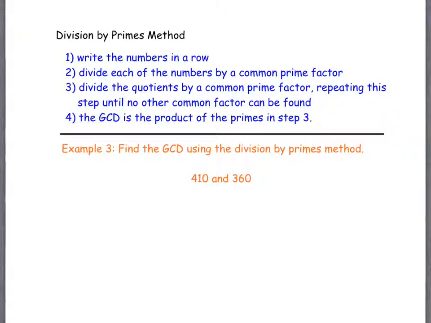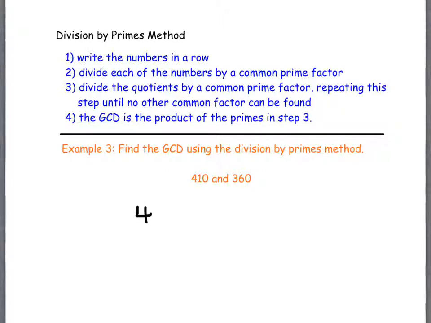Okay. I like this one a lot. This is called the division by primes method. My numbers are different now. I have 410 and 360. So what we're going to do is write the numbers in a row. We're going to look for something that divides both of them, something they're both commonly divisible by. It doesn't have to be a prime, but for the method we're going to use a common prime. If you did it without primes, it would still work. We divide the quotients by that prime factor, and then we keep repeating until they can no longer both be divisible by the same thing. And then the greatest common divisor is the product of all the primes. So let me show you how this works.